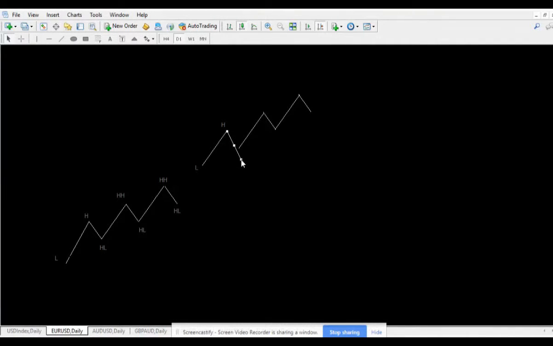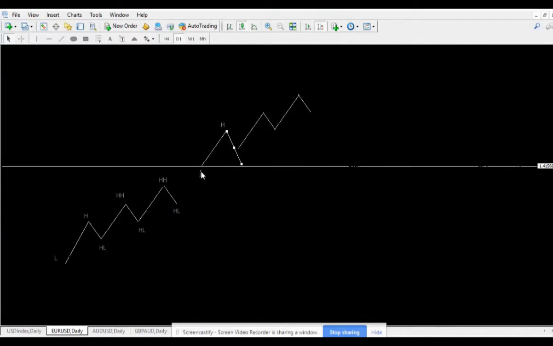Sometimes you may get something like this, to where price may come and test our previous low. It may not always be above, but as long as price does not breach our low, then that is considered a higher low. That is considered our higher low.